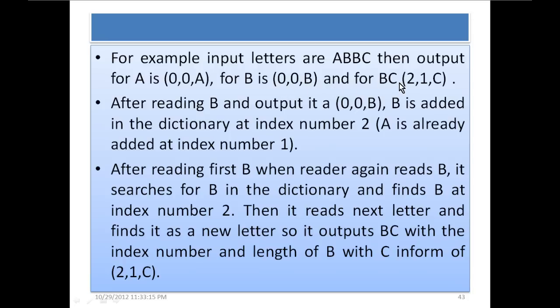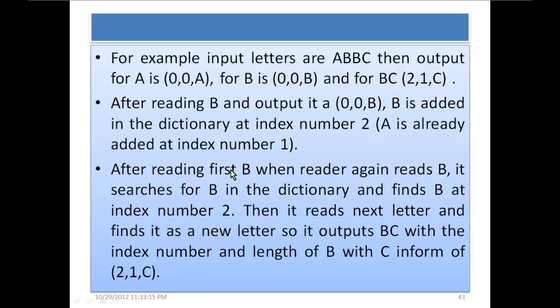And for BC it is 2, 1, C. After reading B and outputting it as 0, 0, B, B is added in the dictionary. This is the main important point. Whenever a new letter comes in, of course it is output as 0, 0, A, but at the same time it is added into the dictionary as well at index number 1. And this B is also added into the dictionary at location number 2. So B is added at index number 2, and A is already added at index number 1.